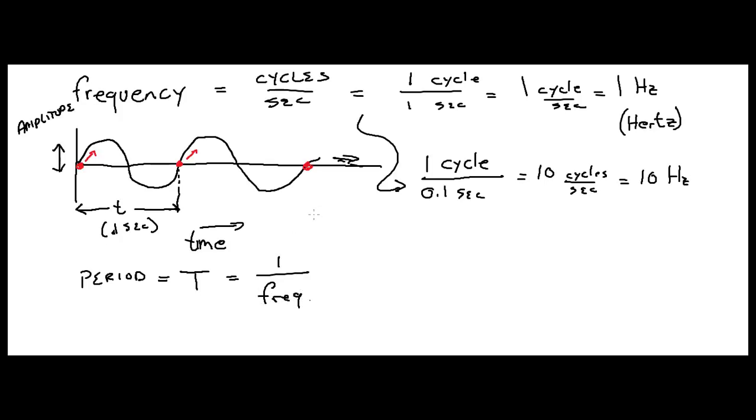So if frequency is measured in cycles per second, then T, which I'm going to call your period, is going to be measured in... did I write that right? There it is. Period. It's going to be measured in seconds per cycle. So in other words, the period is going to be measured in seconds.